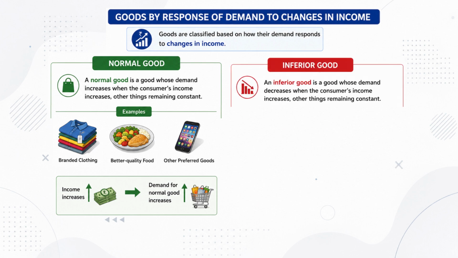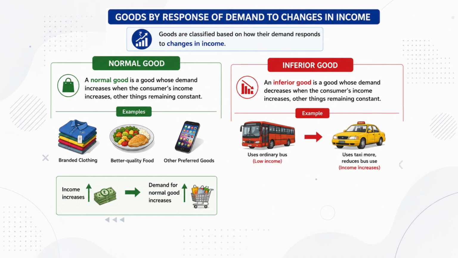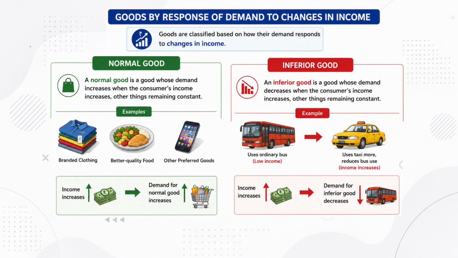An inferior good is a good whose demand decreases when the consumer's income increases. For example, suppose a consumer regularly travels by an ordinary bus because of limited income. After the consumer's income increases, they may use taxis more frequently and reduce their use of ordinary buses. In this example, ordinary bus travel behaves as an inferior good for that consumer. Therefore, as income increases, demand for an inferior good decreases.